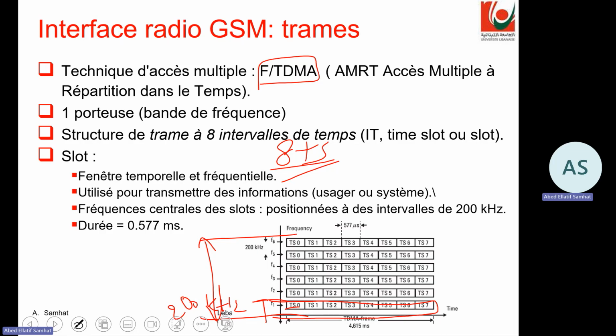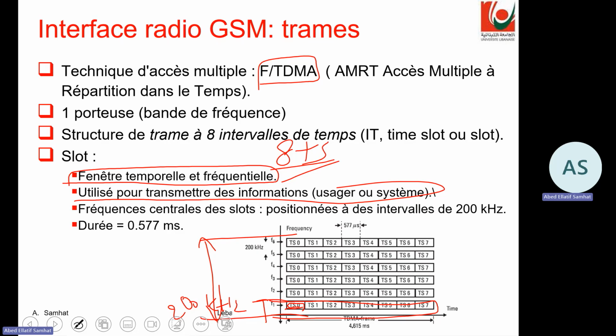So the resource that can be allocated to a user is a time slot, which is a certain time within the frame at a specified frequency. That's why we call it a temporal and frequential window, and it's used to transmit the information. That's what we allocate to a user.